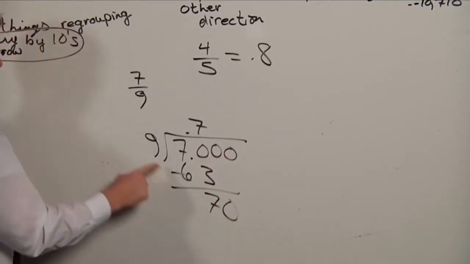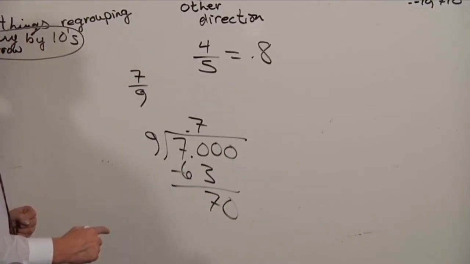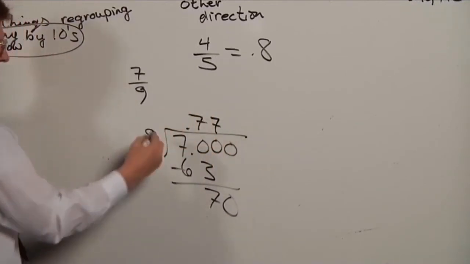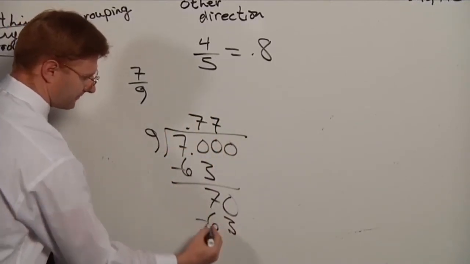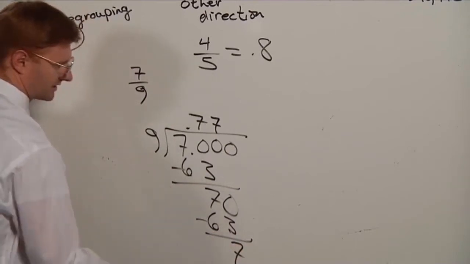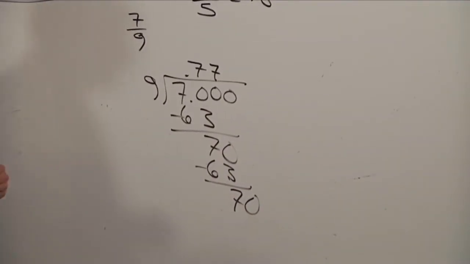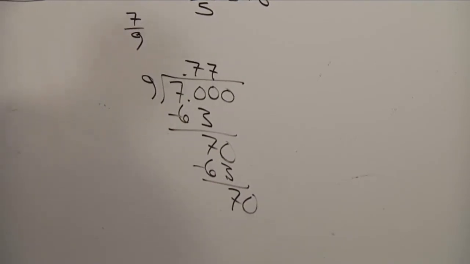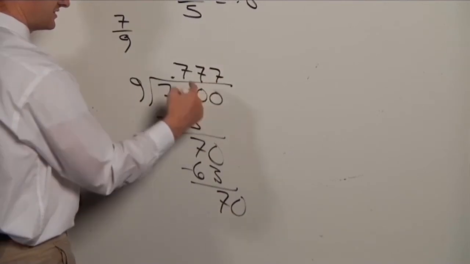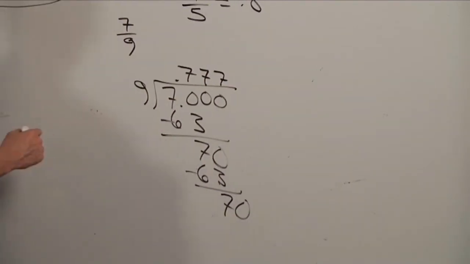Drop it down. You're like, okay, 9 goes into 70, 7 times. 7 times 9 is 63. Subtracting, you get a 7. Drop down the 0. 9 goes into 70. And about this time, you're like, wait a minute. This sounds familiar. I think I did this before. You're starting to establish a pattern where the 7 is going to keep going forever.